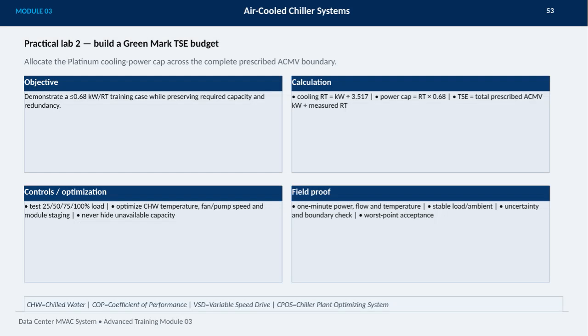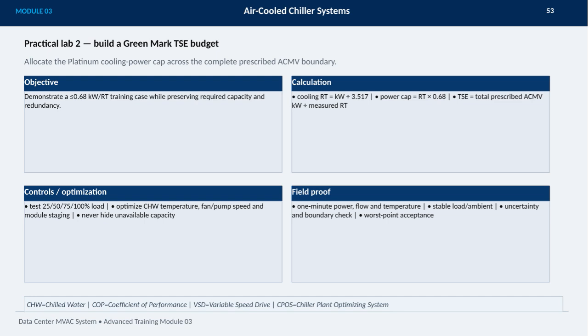On this slide, we're focusing on Module 03, which covers air-cooled chiller systems, as part of our advanced training for Data Center MVAC. The practical lab involves building a Green Mark TSE budget. The key task here is to allocate the Platinum cooling power cap across the entire prescribed ACMV boundary. Our objective is to demonstrate a training case that achieves less than or equal to 0.68 kilowatts per ton of refrigeration, while maintaining the necessary capacity and redundancy.